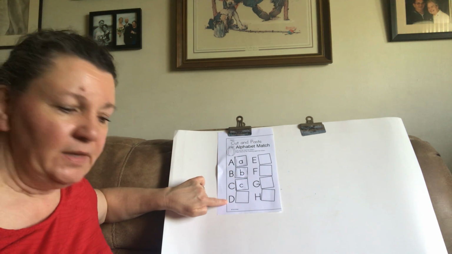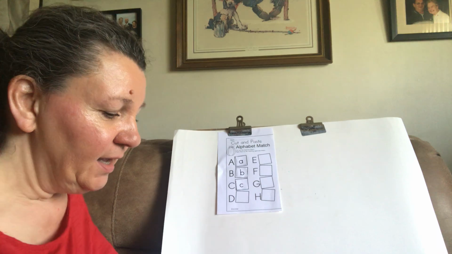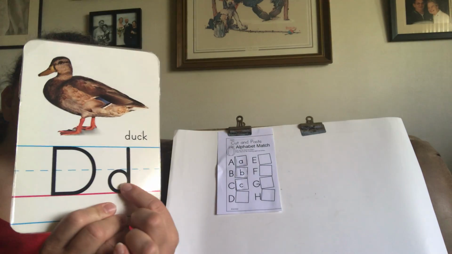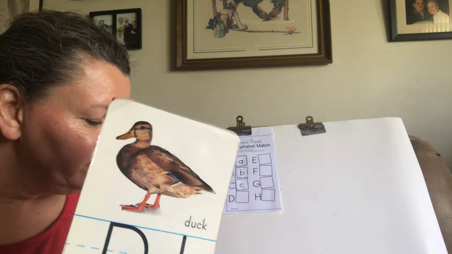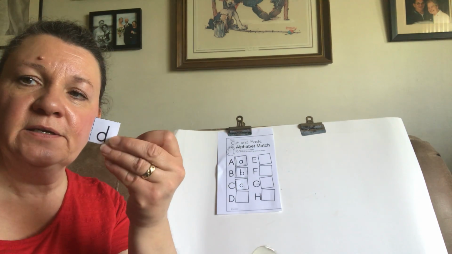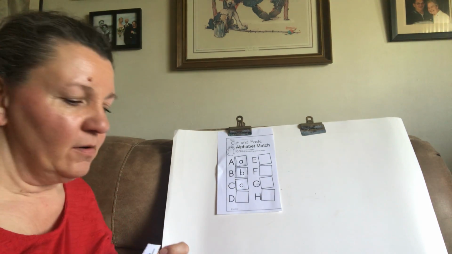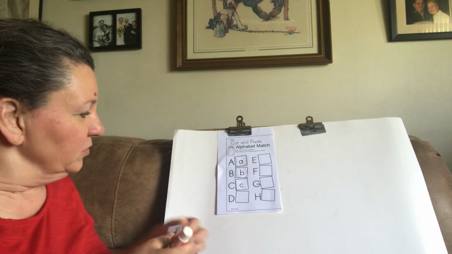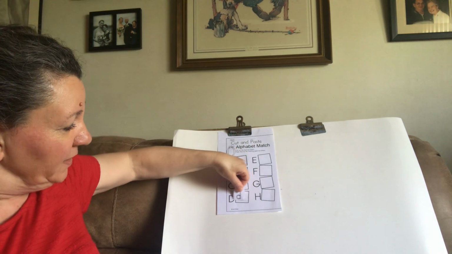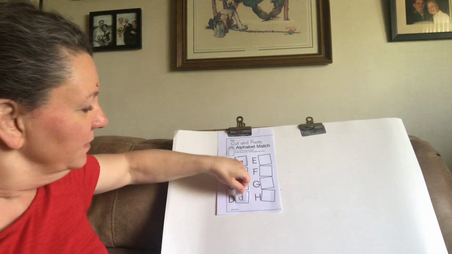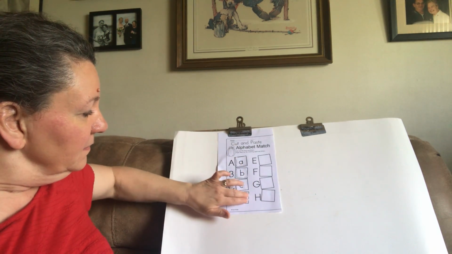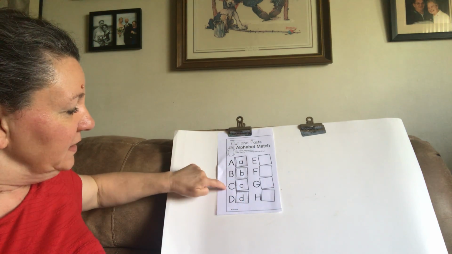What is this letter? D. Okay, now the D, the lowercase d, faces the capital D. All right, so find the one that looks like this. Did you find it? All right, so we're going to hold it here next to it. You see how it's pointing to it? It's facing it. All right, let's put the lowercase d there. Okay, so you have A, B, C, D.